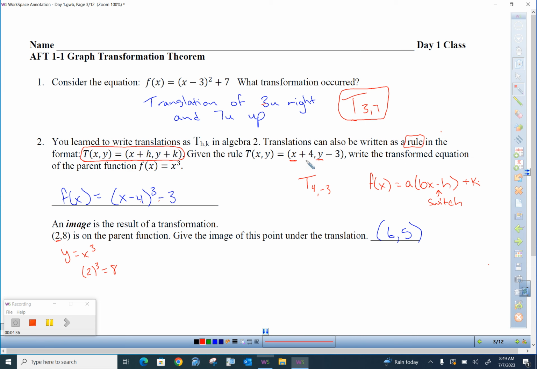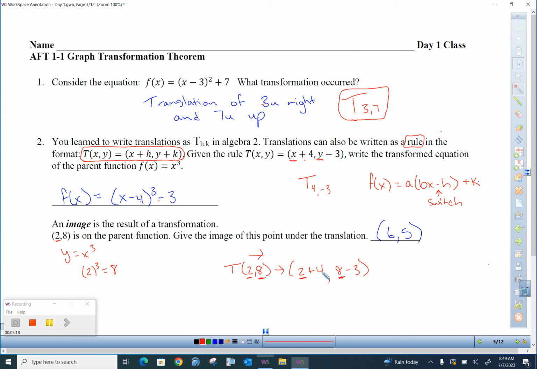So here, when we add 4 to an x value on a number line, that means we're going to the right 4. And so we literally mean in our rule, take the original 2, 8 and plug it in. 2 plus 4, just plugging these in here. And then the y value is 8 minus 3.